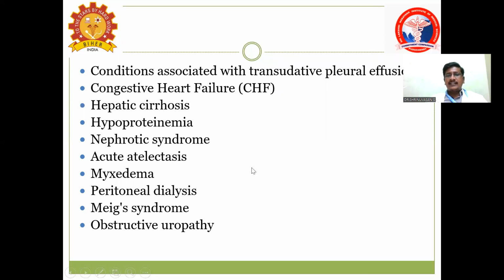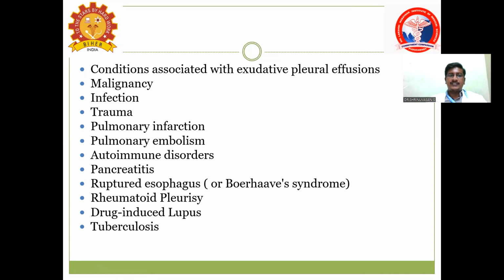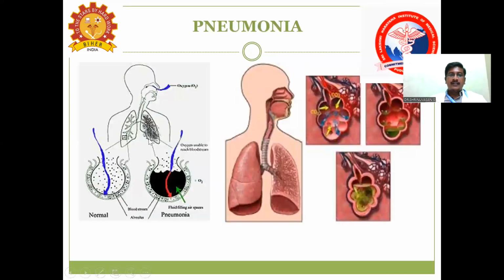There are so many conditions which can cause transudative pleural effusion, for example cardiac failure, hypoproteinemia, nephrotic syndrome, edema, everything. All these conditions can produce transudative type of pleural effusion. And these are the conditions which can produce exudative effusion, that means either infective or malignancy related.